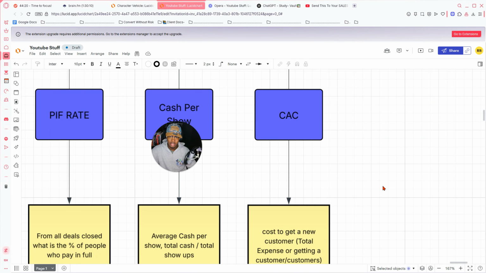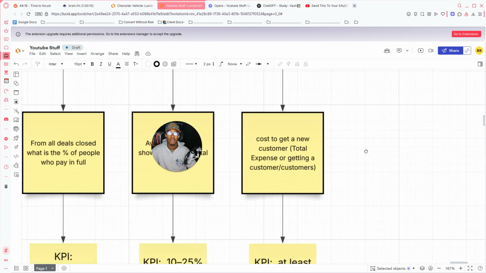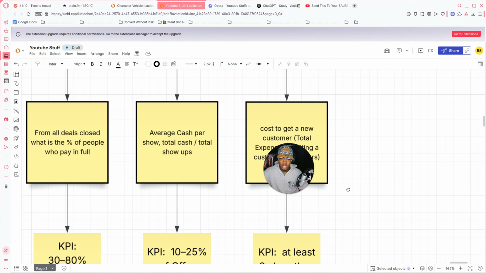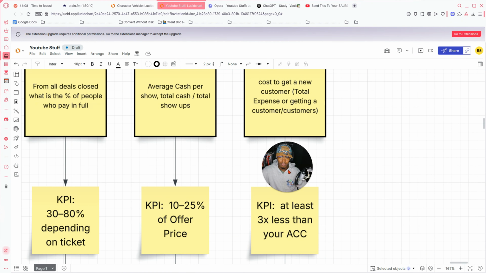Now your CAC. This is one of the most important metrics. This is the cost to get a new customer, the total expenses of getting a customer or customers. So what that means is how much ad spend do you have to run through before you close your first deal and get a client?